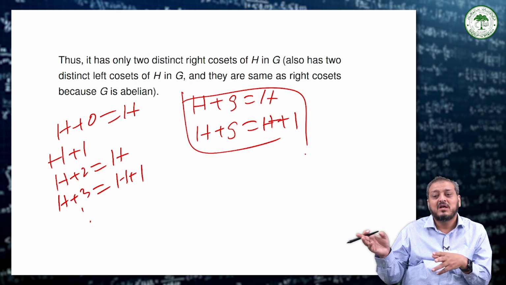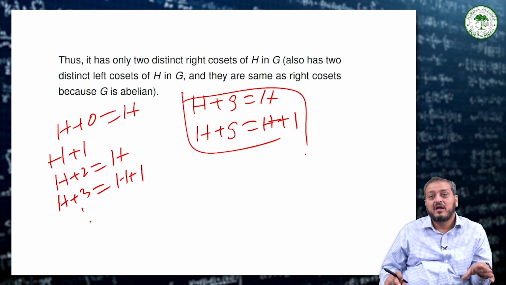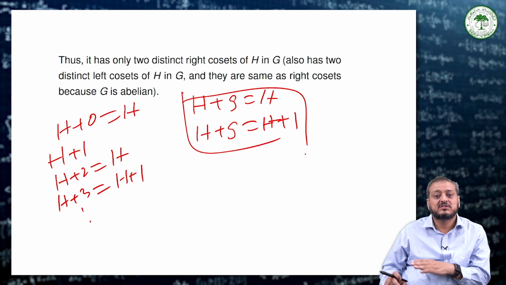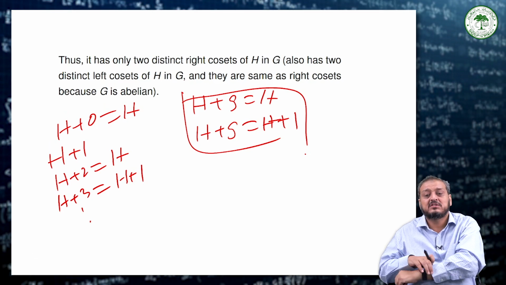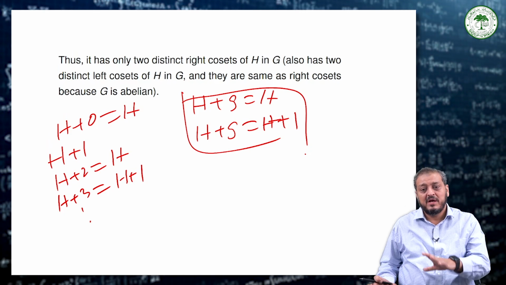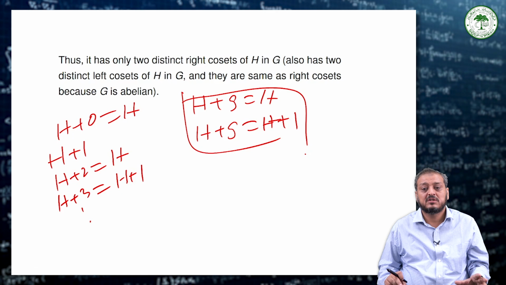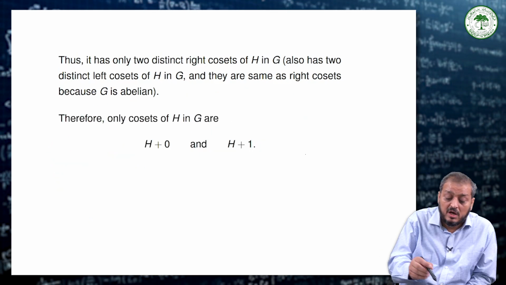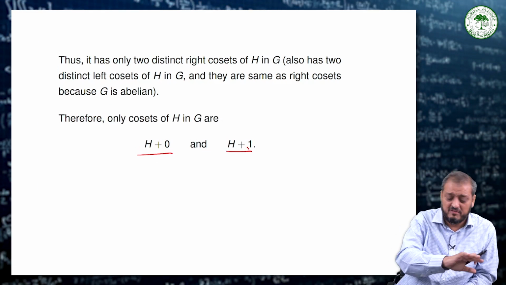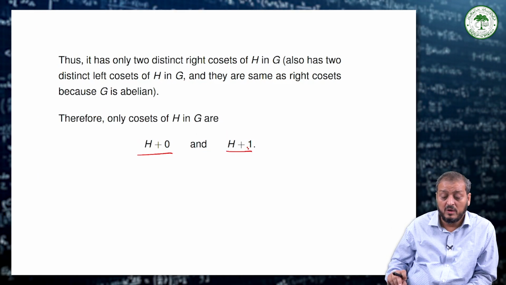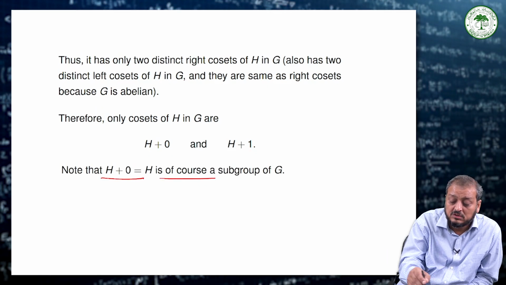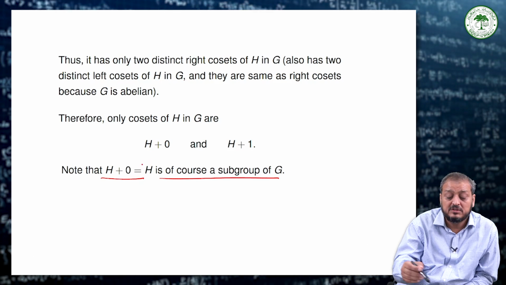Same as the right cosets, because if a group is abelian, then we can say that the right cosets and the left cosets are the same. So in this case we can simply say that these two cosets are the same, and there are only two distinct cosets. So the only cosets of H are H plus 0 and H plus 1, or 0 plus H and 1 plus H, and H plus 0 is equal to H, of course a subgroup of G.